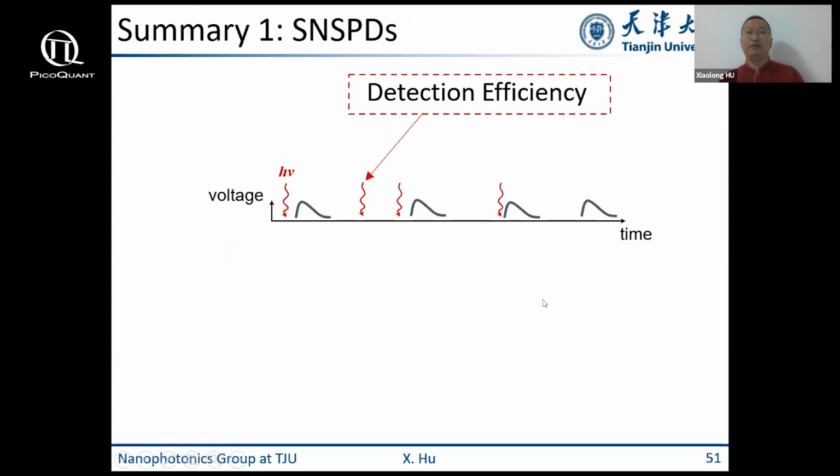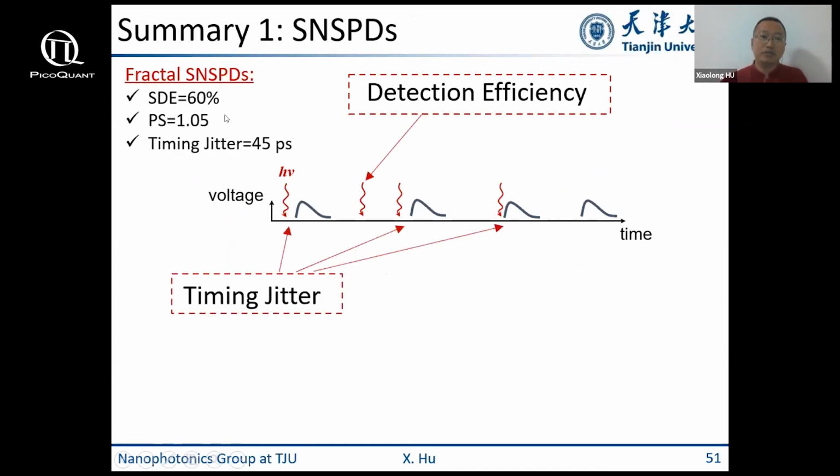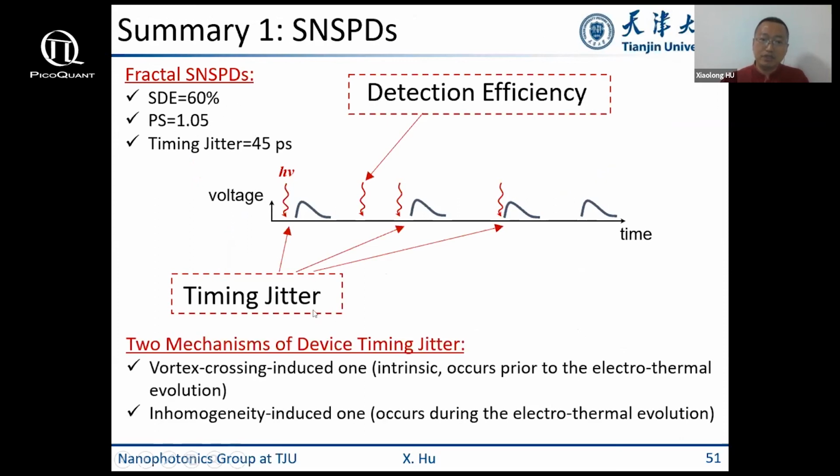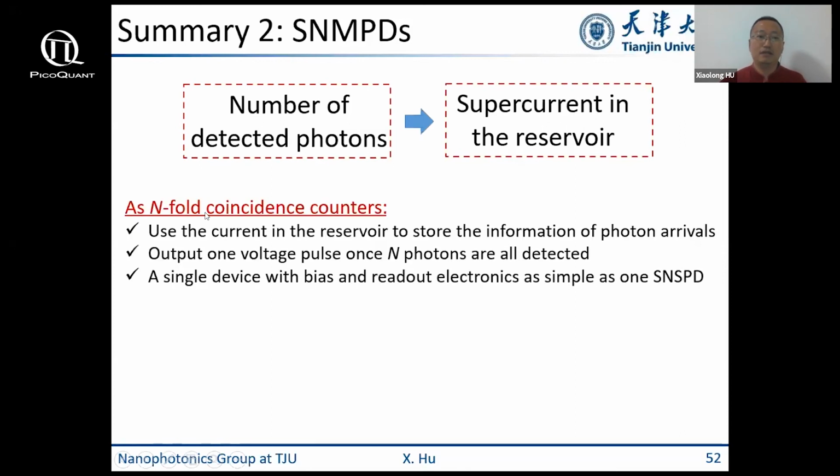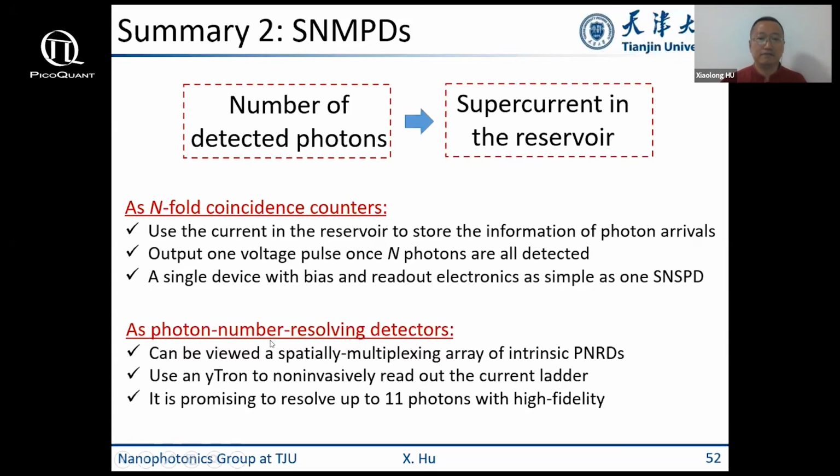In summary, for SPDs, I've talked about detection efficiency and timing jitter. In particular, for detection efficiency, I talked about the fractal SPD with reduced polarization sensitivity. And for timing jitter, I talked about 2 mechanisms of device timing jitter we contributed. For SNMPDs, the central concept is to map the number of detected photons to the supercurrent in the reservoir. It can serve as n-fold coincidence counters, and also as photon number resolving detectors with simple circuitry.